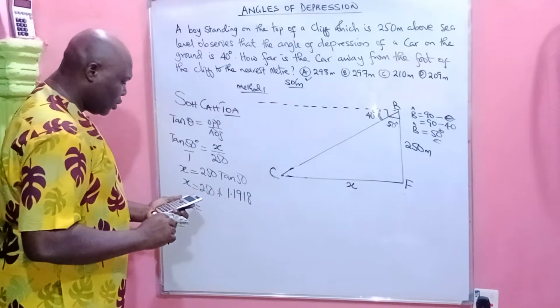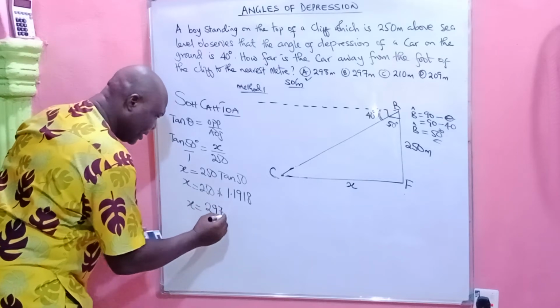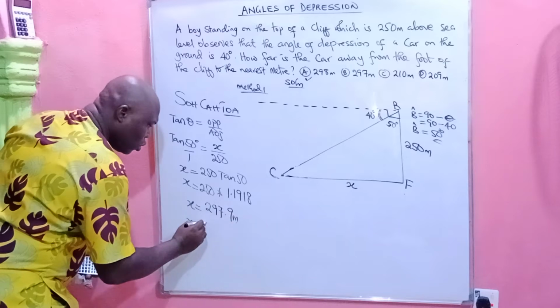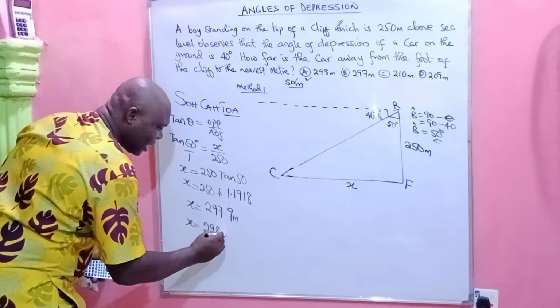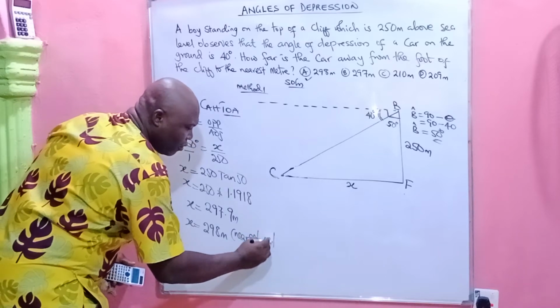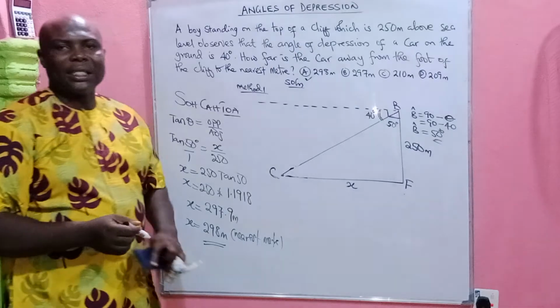And of course, we are going to have 297.9, which will be equal to 298 meters to the nearest meter. So you can see that irrespective of the method we use, we still have 298 as our answer.